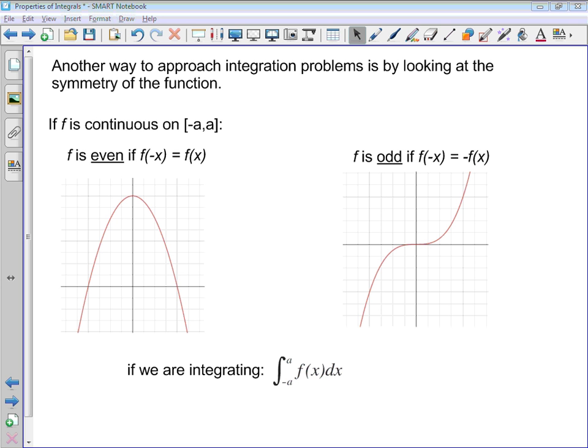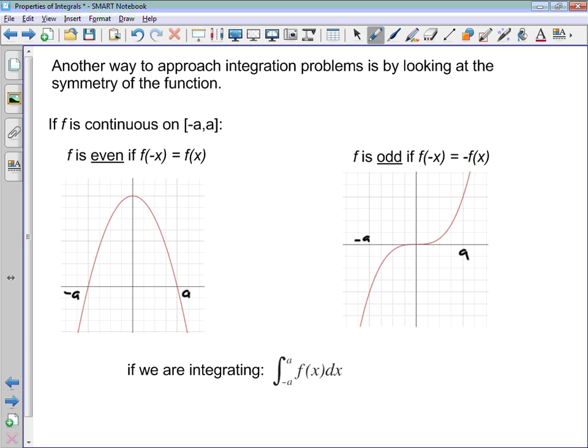So another thing to keep in mind when you're doing integration questions, which can sometimes help, is to look at the symmetry of the function. Okay? So if we've got some function f, which is continuous on some interval from negative a to a, so negative a is over here, a is over here. Same thing with, let's say, this one here. This is negative a, and this would be a.